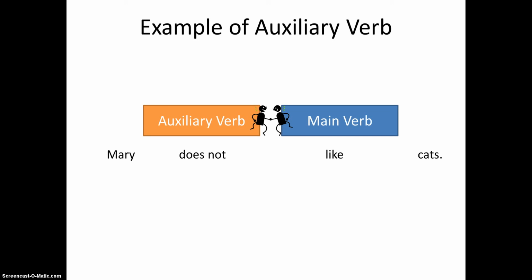Okay, cats. So Mary does not like cats. Does not is the auxiliary verb. It works together with like to show you a negative sentence. Mary does not like cats.